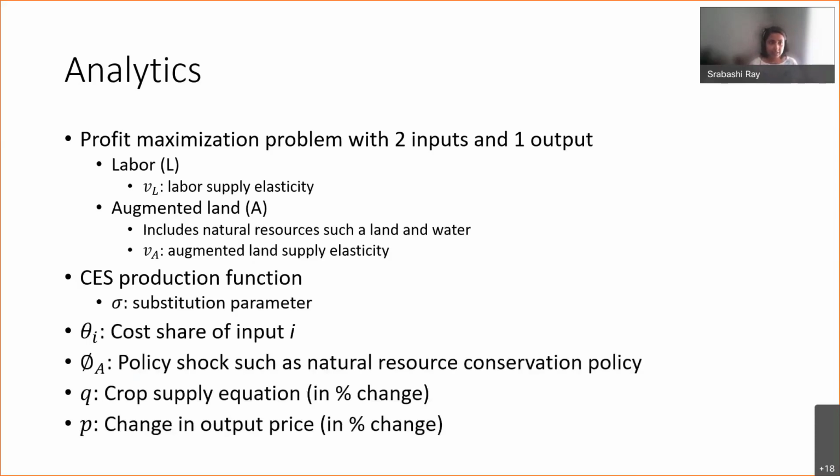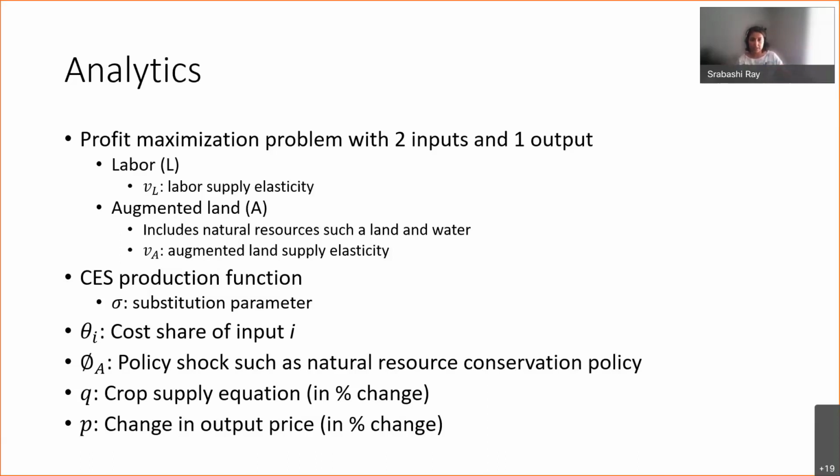So here are the analytical results. The analytical model is a simple profit maximization problem with just two inputs and one output. The two inputs are labor and augmented land, which includes land and all other non-labor inputs such as water, fertilizer, capital, and other inputs. The supply elasticity is represented by V, indexed by L for labor and A for augmented land. We assume a CES production function, so sigma is the substitution parameter between labor and augmented land.